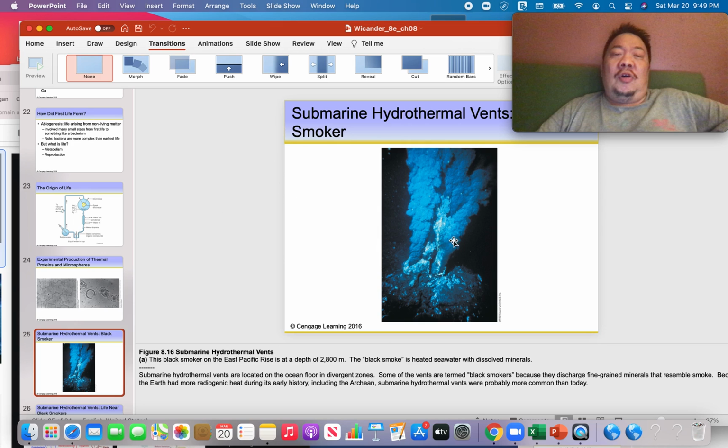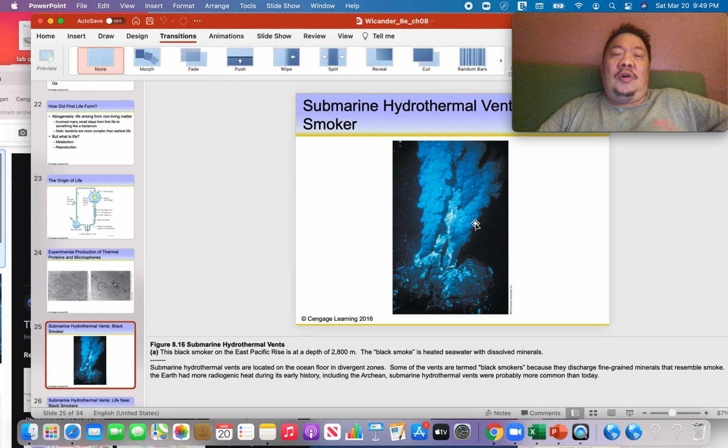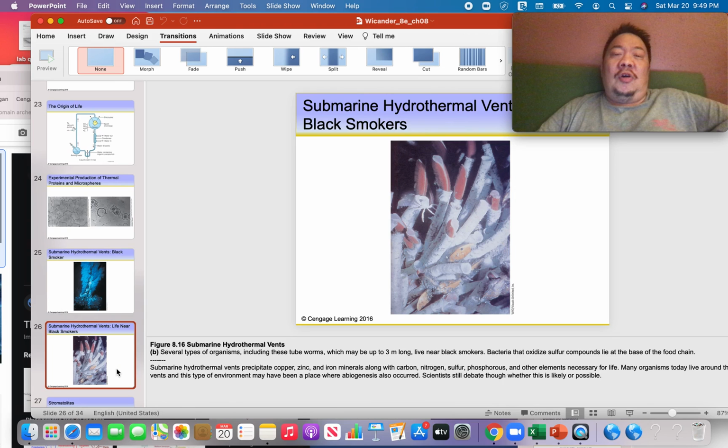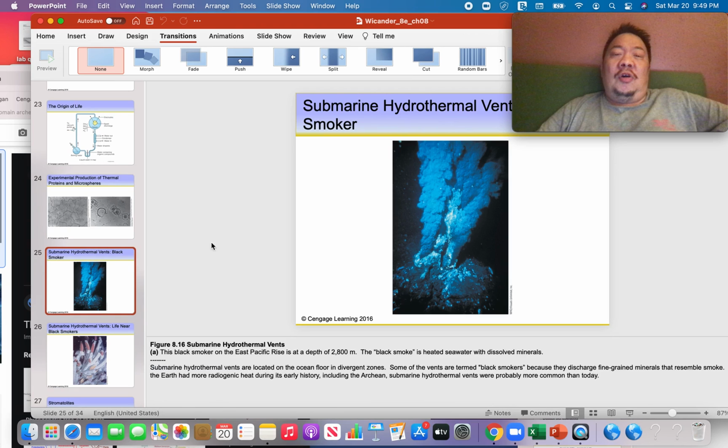If domain Archaea is the most ancient form of life, how come we haven't found them in the Archean rocks? We only find stromatolites, which are formed not from domain Archaea, but from domain Eubacteria. So this hypothesis, in my opinion, has a flaw in it. If it was true, then where are the fossils from the Archean? We don't have any.